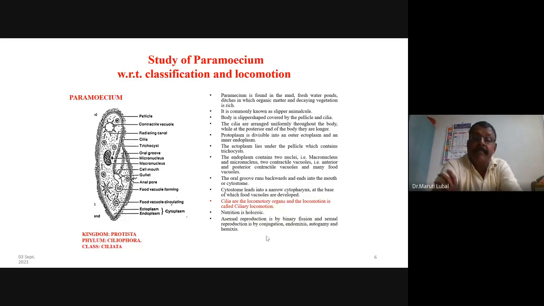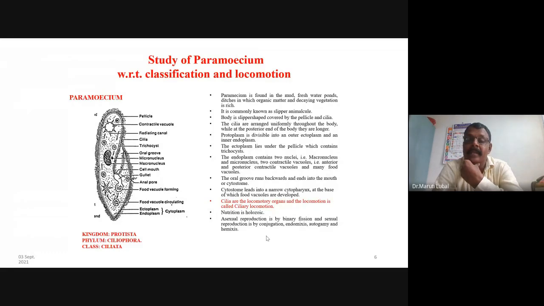Next animal is Paramecium. Paramecium is, once again like amoeba, found in mud, freshwater, ponds, and ditches in which organic matter and decaying vegetation is very rich. It is commonly known as slipper animalcule because the shape of the Paramecium is slipper-like.